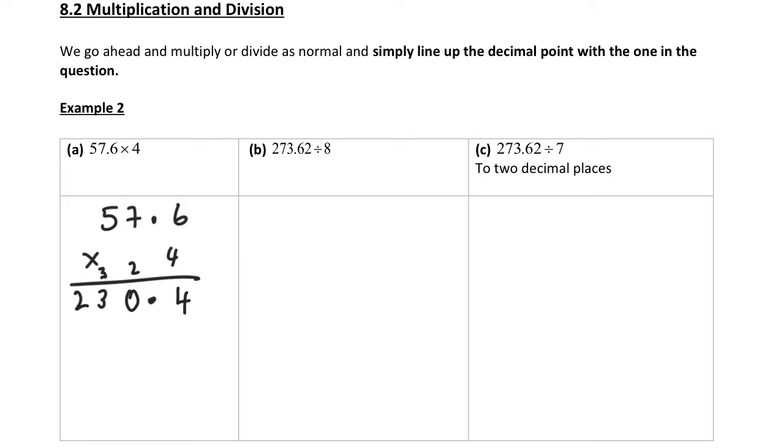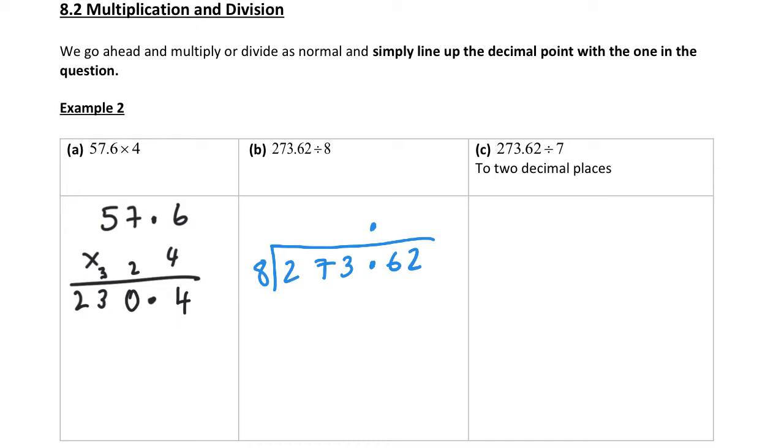Second example, 273.62 divided by 8. So we're going to put 8 outside the bus shelter, and then we're going to put 273.62 under it, and we're going to make sure that the decimal points are in a line. So we divide this as normal.